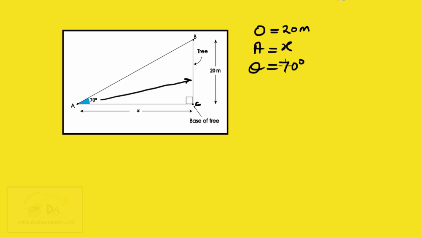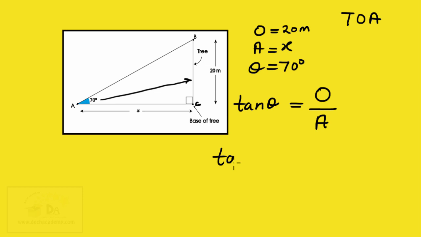From SOHCAHTOA, we know that the tangent of an angle, so tangent of theta, is equal to the length of the opposite side divided by the length of the adjacent side. So the tangent of 70 degrees is equal to O, which is 20 meters, divided by the length of the adjacent side A, which is X. So cross multiplying, or let me just first rewrite this as tan 70 degrees over 1, which is the same thing as tan 70 degrees.